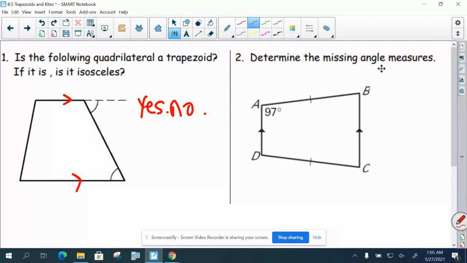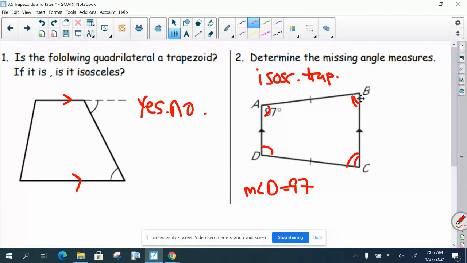Okay, determining the missing angle measures. All right, so this looks like an isosceles trapezoid because you've got one pair of parallel sides and the legs are congruent, so that matches. So that means the base angles are congruent. Now be careful because this is flipped on its side. So the base angles would be A and D and B and C. So then the measure of angle D would also be 97.